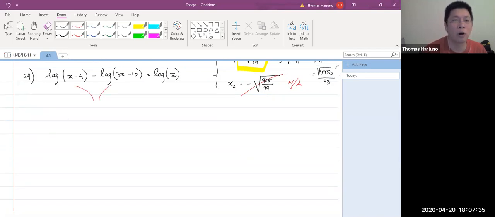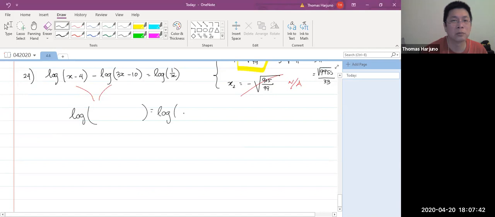This is log something. Because log blah equals log blah, then whatever you have here becomes blah equals blah. And from there you solve it further. Once you're done, you need to check against the domain of the equation.